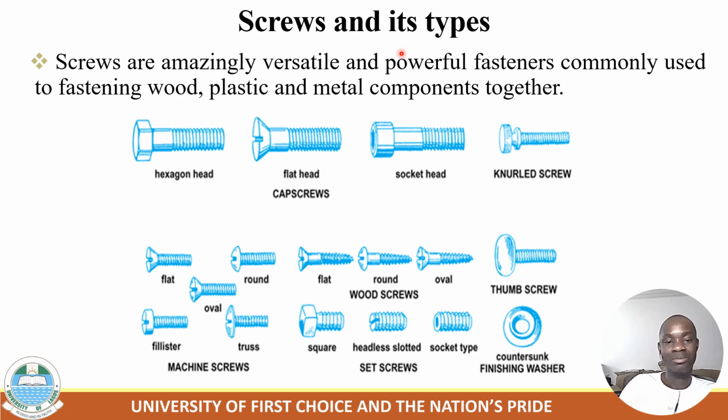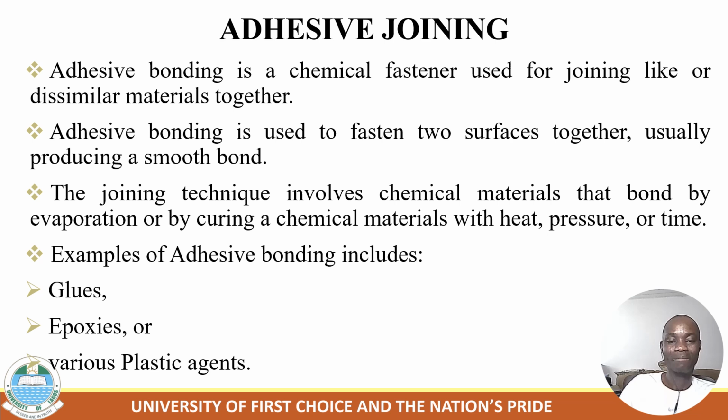Screw and its types. Screw is also part of mechanical fasteners. They are amazing, versatile, and powerful fasteners commonly used to fasten wood, plastic, and metal components together. So these are screws and their types. Screws don't have nuts. It's only the bolt and nut that go together, but screws don't have nuts. They have different sizes depending on the components you want to fasten together.